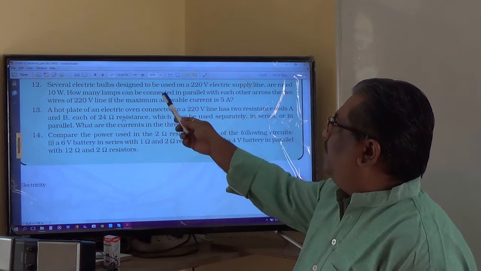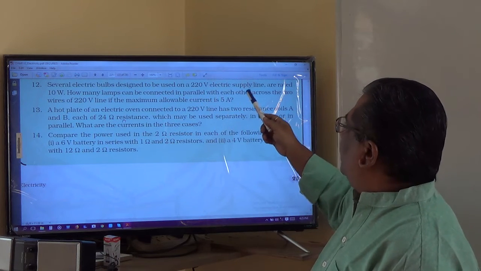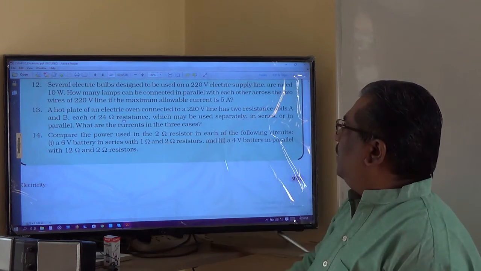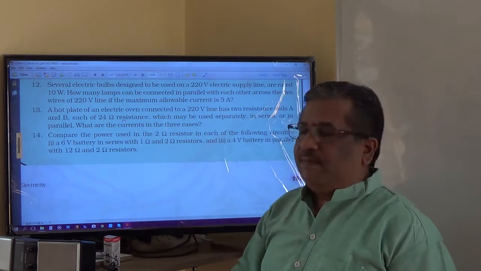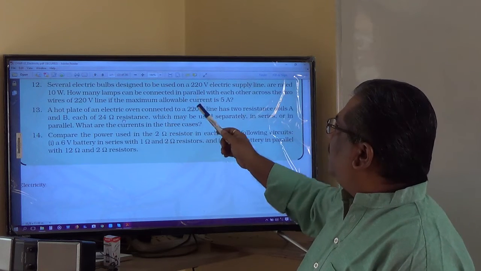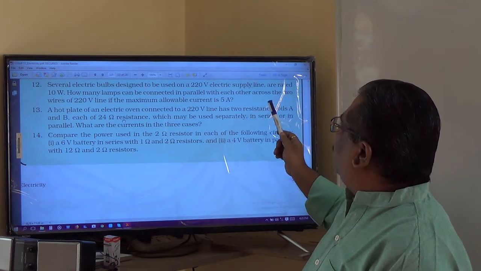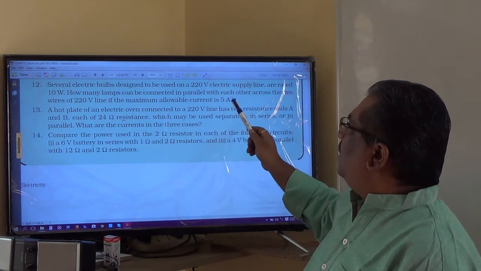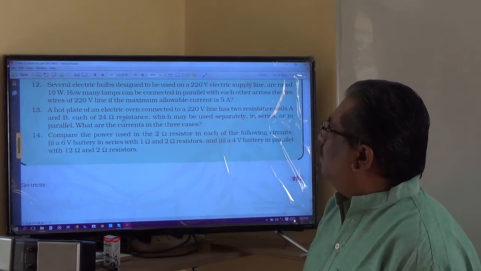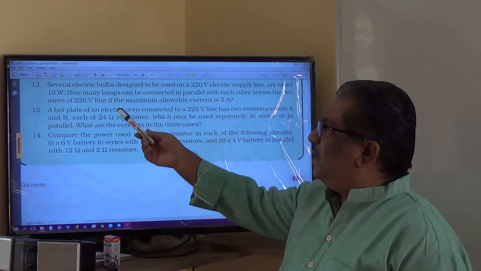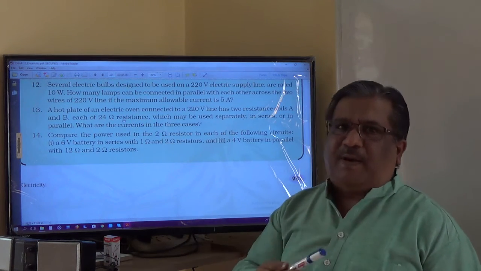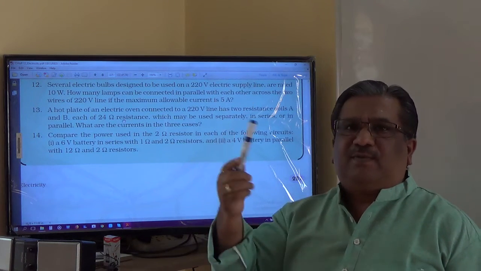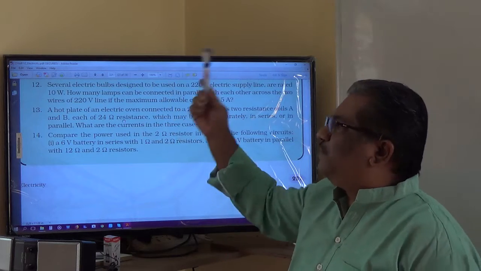Several electric bulbs designed to be used on a 220 volt electric supply line are rated 10 watts. Remember, power rating is given: 220 volts, 10 watts. How many lamps can be connected in parallel with each other across the 2 wires of 220 volt line if the maximum allowable current is 5 amps? So, it is the same as the other problem we solved. There the 176 ohm resistor was given. How many numbers was the question? Now, how many bulbs will be connected?